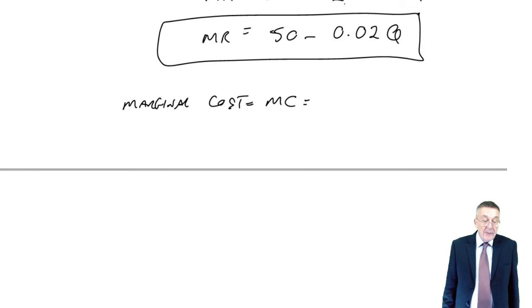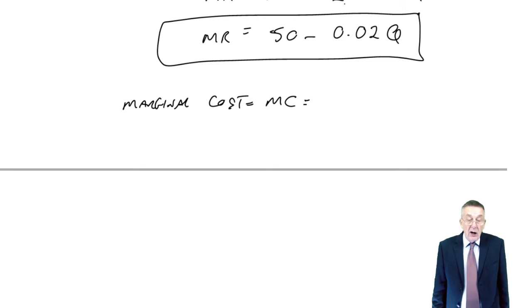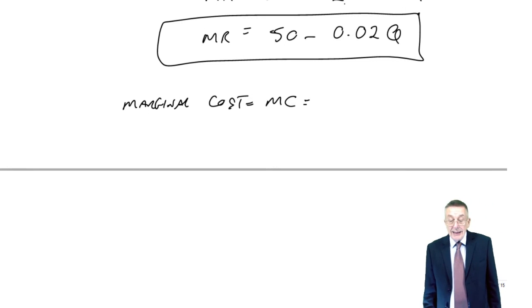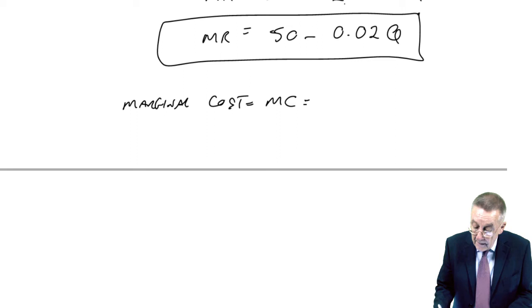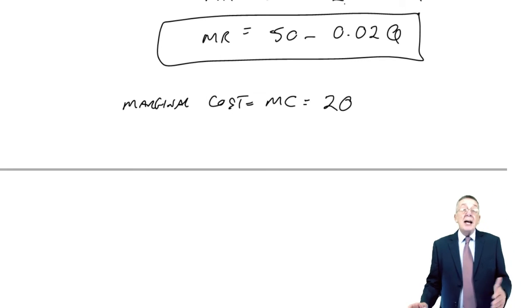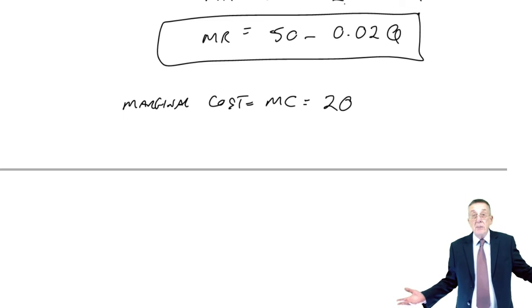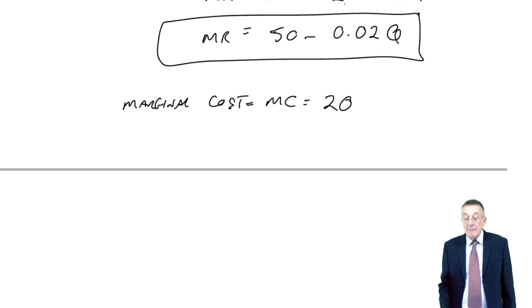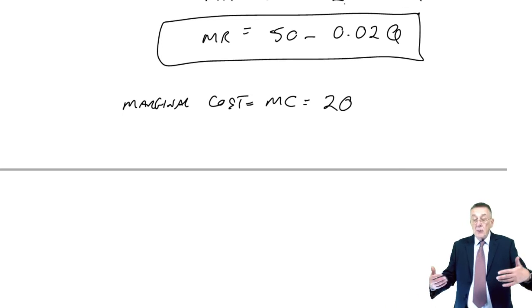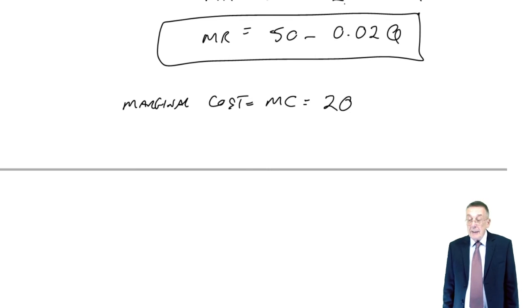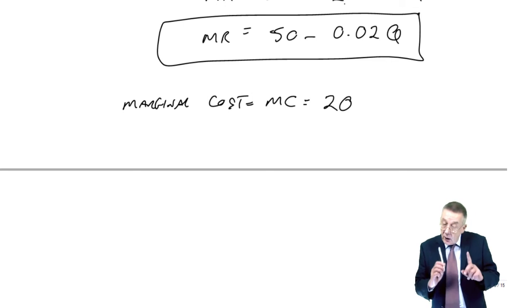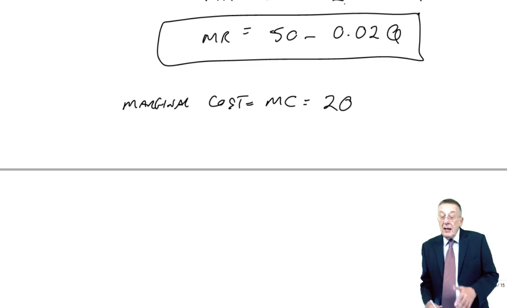In this question, it says the variable cost is 20 a unit. Well, that is the marginal cost. I know we've got fixed costs, but they're going to stay the same, however many we end up producing. They're irrelevant for getting the optimum. It's the marginal, the variable cost. And now we are almost there.